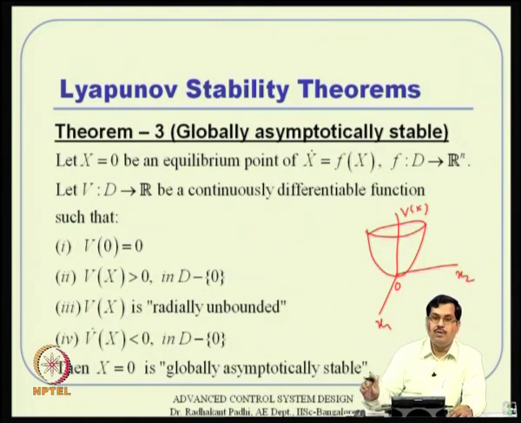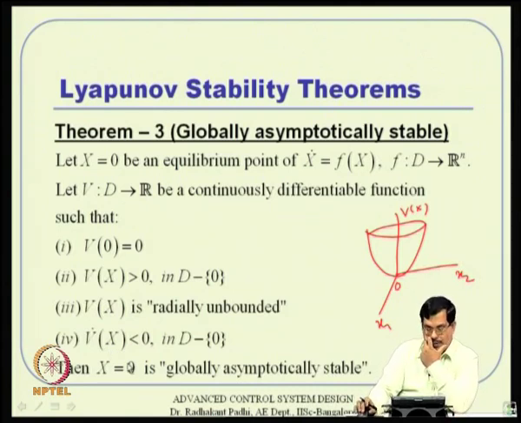There are counterexamples also. If the radial unboundedness is not there, then V of x can keep on decreasing and it will never converge to the origin. So that is a necessary condition. If your V of x is positive definite, in addition V of x is radially unbounded, and V dot is negative definite, then x equals 0 is globally asymptotically stable.